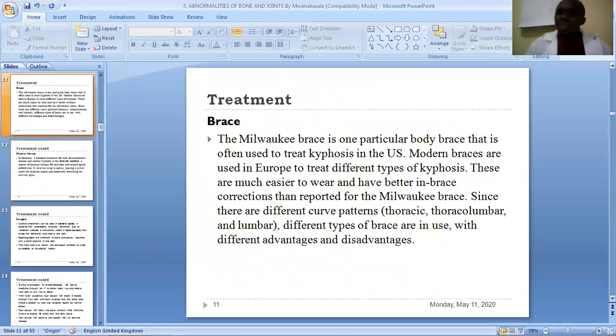Now, how do you treat kyphosis? Like we discussed in scoliosis, there is the use of the brace. Physiotherapy is important, and some surgery. Now, what kind of a brace is good for this kyphosis?